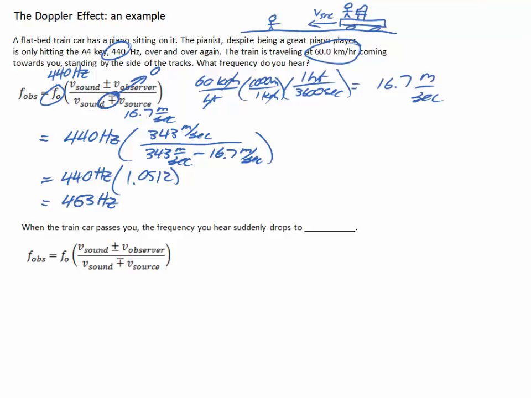Now the second part of our question is, when the train car passes you, the frequency is going to drop. The train car all of a sudden, instead of coming towards you, is going away from you. And so we can use the same equation, the observer still not moving, but now we're going to choose our plus sign on the bottom. So we're going to have 440 hertz again, times 343 over 343 plus 16.7.